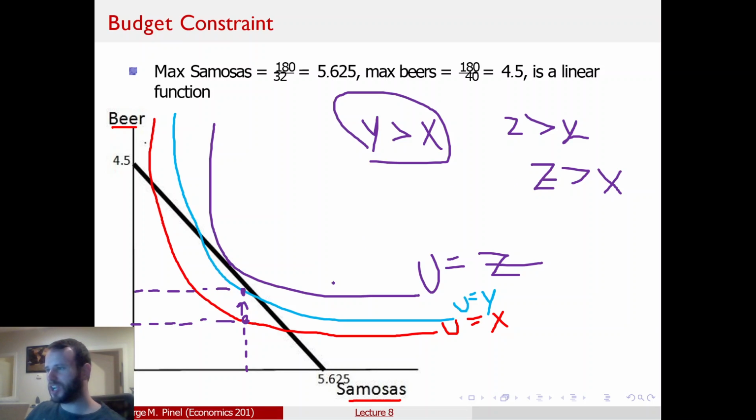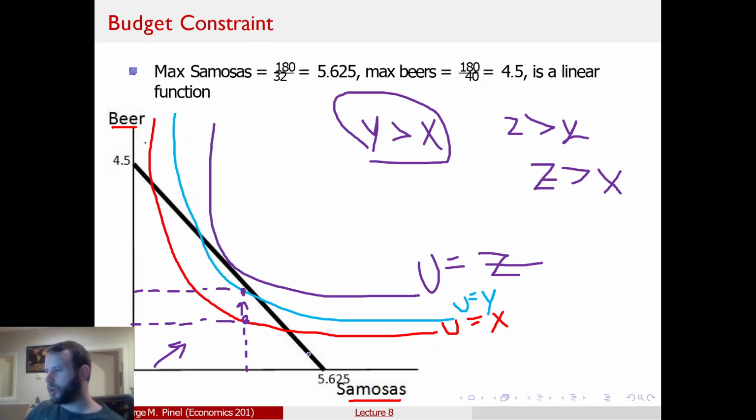So anyway, Z is greater than X. We can say that for sure. And Z is on a higher indifference curve because we prefer more beer and more samosas. So going away from the axis should be higher indifference curves. So like going up should be higher indifference curves, or higher utilities, rather.